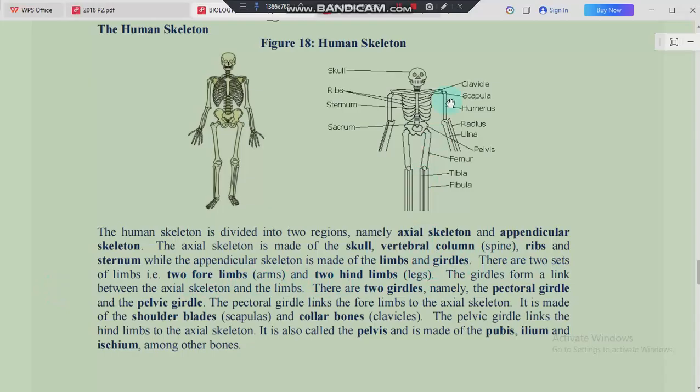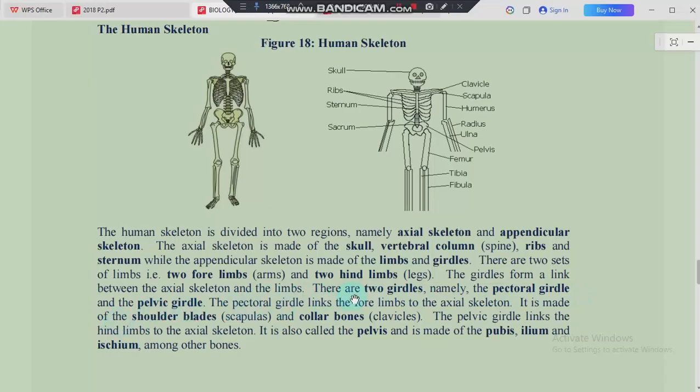All right, so when you talk about your axial skeleton, this entire region is making up your axial skeleton. And when you talk about this region consisting of your sternum, your upper limb and the lower limb there, all this is making up your appendicular skeleton. So now what we need to know is that there are two forelimbs, which are the arms, and two hind limbs, which are the legs. The girdles form the link between the axial skeleton and the limbs. There are two girdles, which are the pectoral girdle and the pelvic girdle.